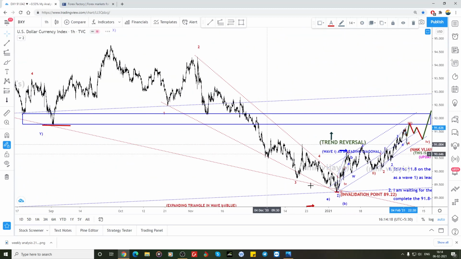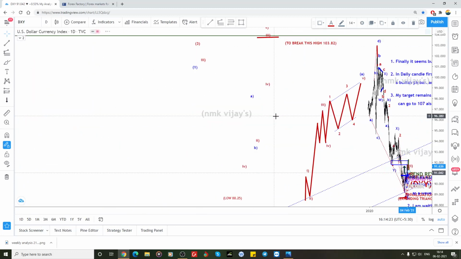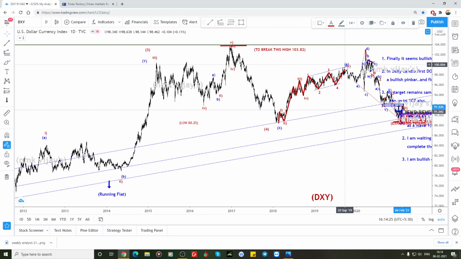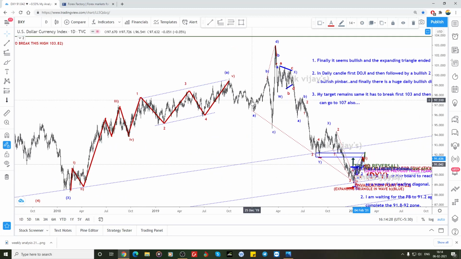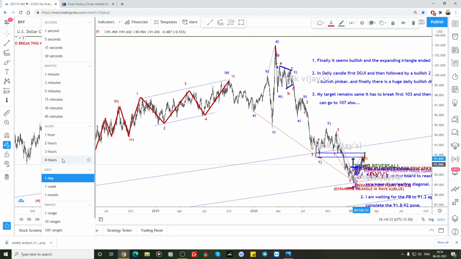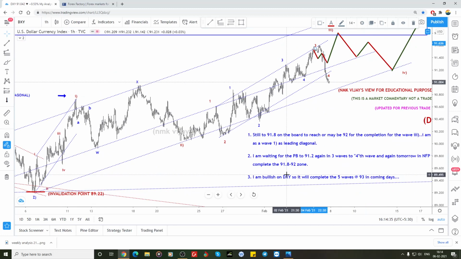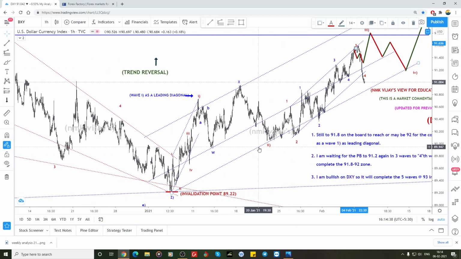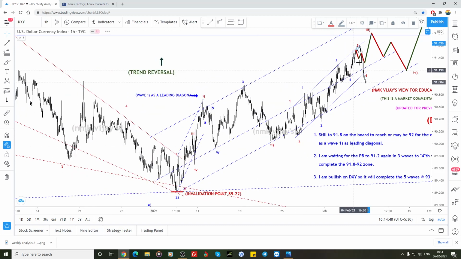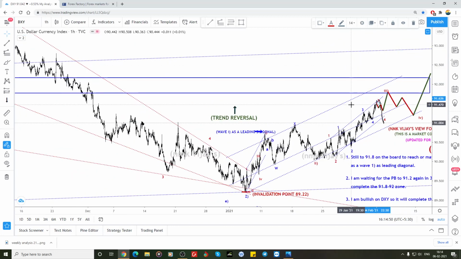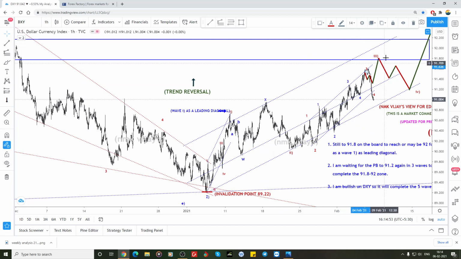So that is the alternative count. Whether this could be the X, what I explained here, whether this could be a W or A, and this one, the expanding triangle, could be a B or X. So in that category, if we have an X, that Z wave can be in the WXY format also. So ABC, ABC, everything could be three waves. If it continues like this as bullish, there is no alternative view, it can continue like that.